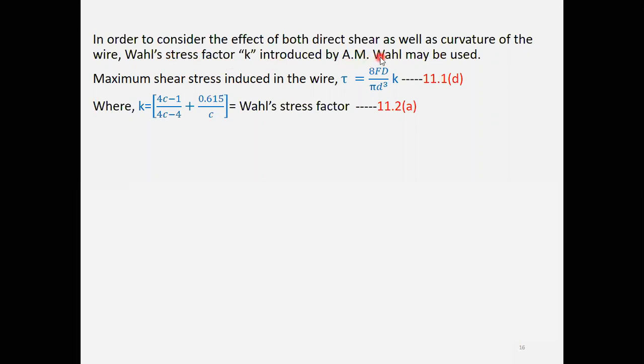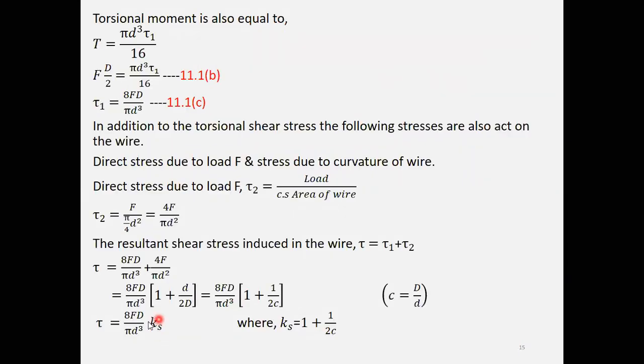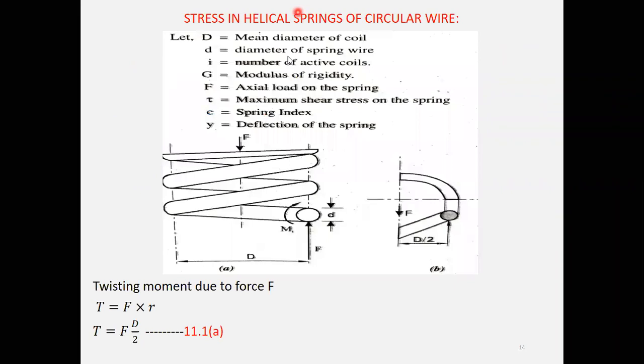It was introduced by A.M. Wahl. You need to multiply, instead of Ks, you have to multiply with K. This is the final equation which is there in your data book. That is the maximum shear stress induced in the wire. The equation is 11.1 D, and whatever this K is, it is nothing but Wahl's stress factor. It is also given in the data book, that is 11.2a. This is the derivation of stress induced in a helical spring of circular wire.